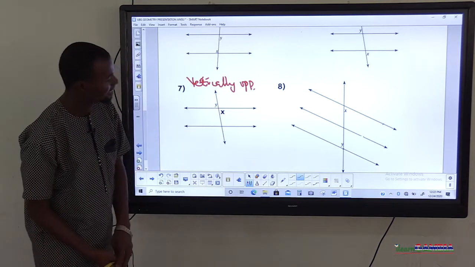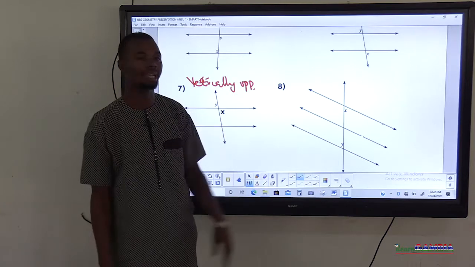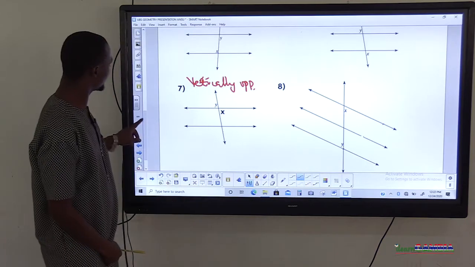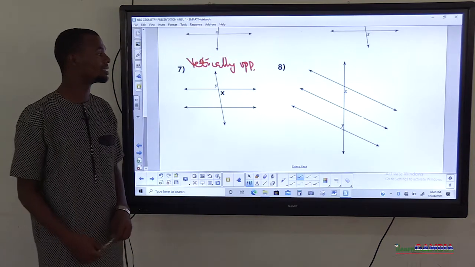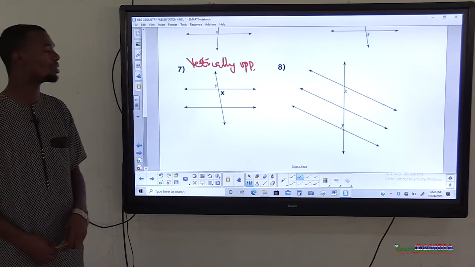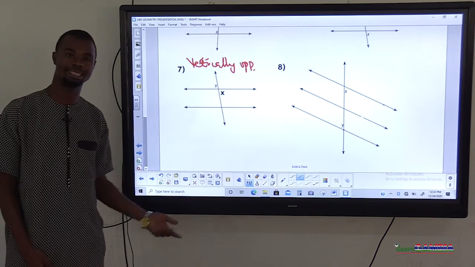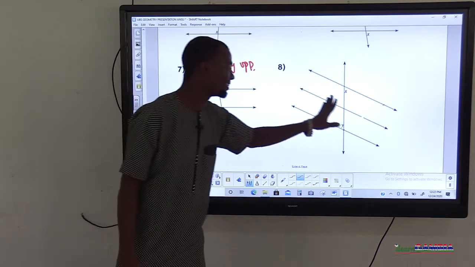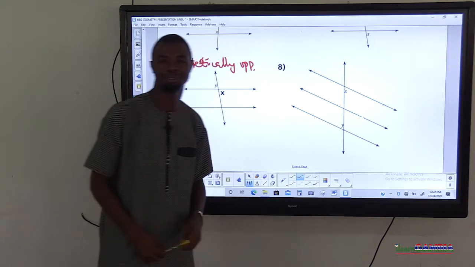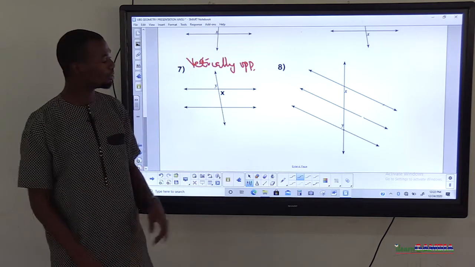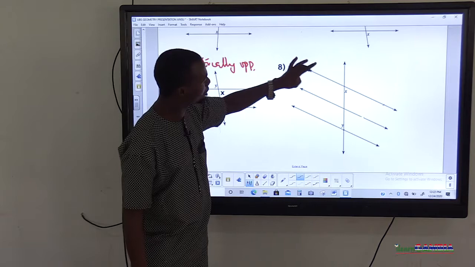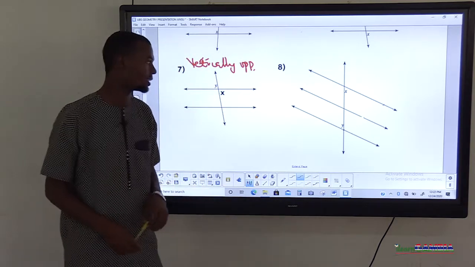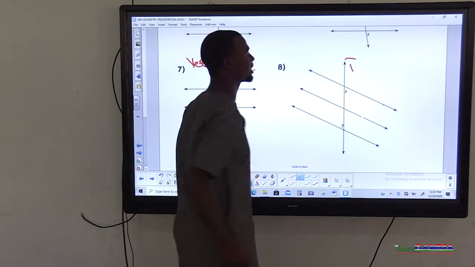Then number 8, we have 3 lines here that are parallel, X and Y. What type of angles are they? Is X an interior angle and is Y an interior angle? That is what we need to identify first. This line is just there to distract you. You concentrate on those 2 parallel lines, and the other lines serve as the transversal.